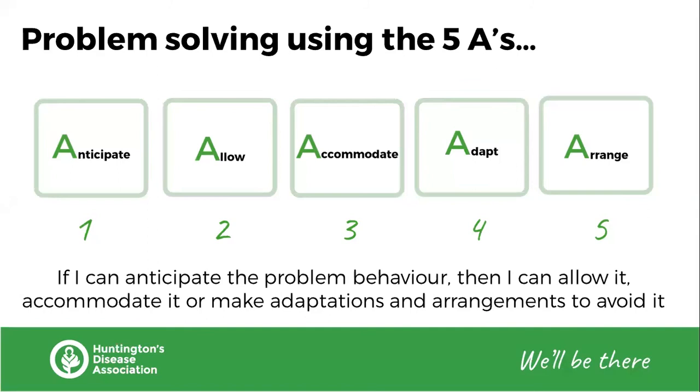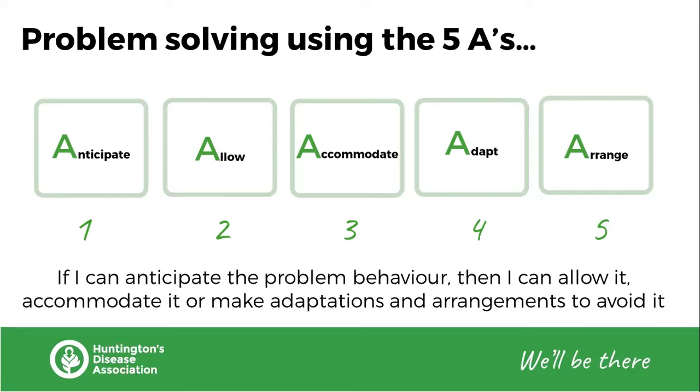He has a huge amount of strategies in there, but this is one that can often work quite well for people. And what he says is, if you can start with your first A, which is anticipate, and you can work out what the issue is, whether that's using a behavioral diary or just keeping an eye on things, then actually you can look towards either allowing or accommodating or adapting or arranging, so that we can minimize the impact of that situation.